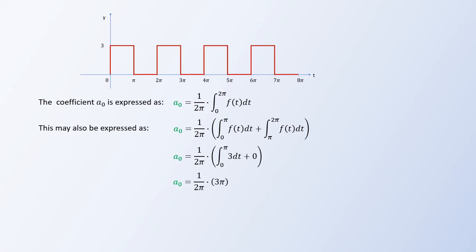And I think you can see that the pi's cancel out, leaving us with the fact that a0 is simply 3/2. Now look up at the graph, and you'll notice that the line of y equals 3/2 is simply the average value along the waveform, and that makes sense.